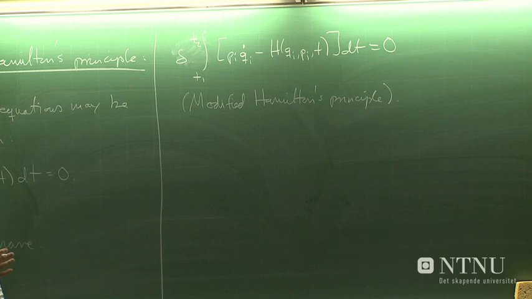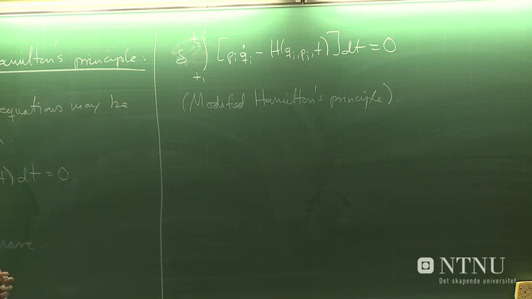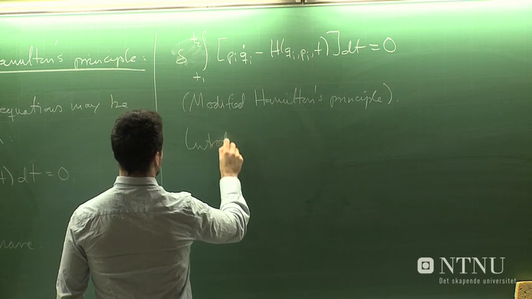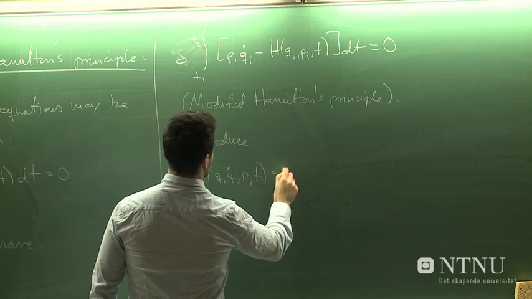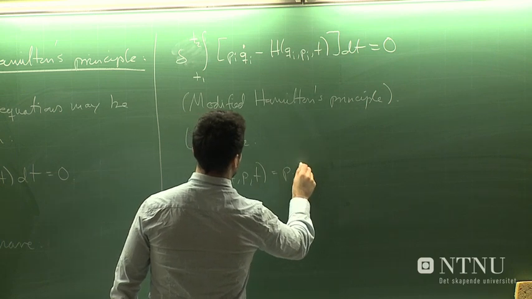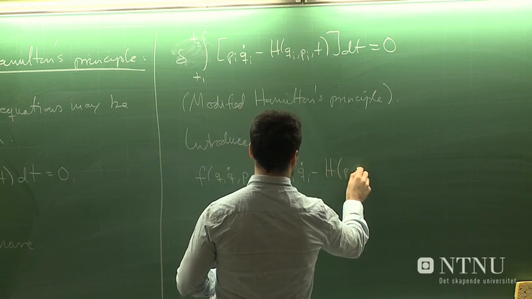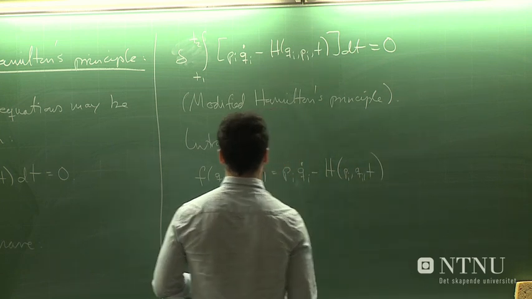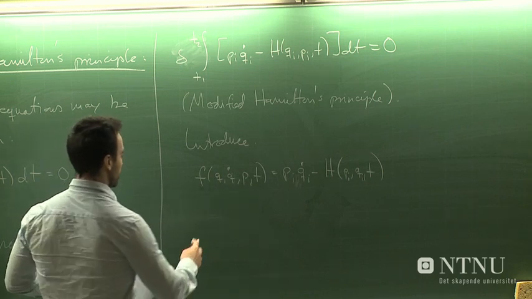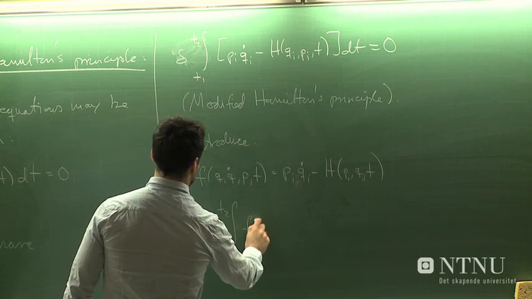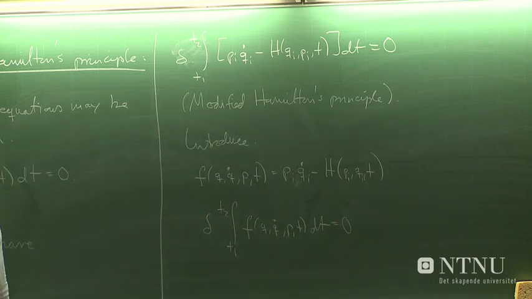So in order to proceed with this and see how we can derive Hamilton's equations from this requirement, let's introduce a function F. So we have something like this, which means that this is the requirement to be considered.